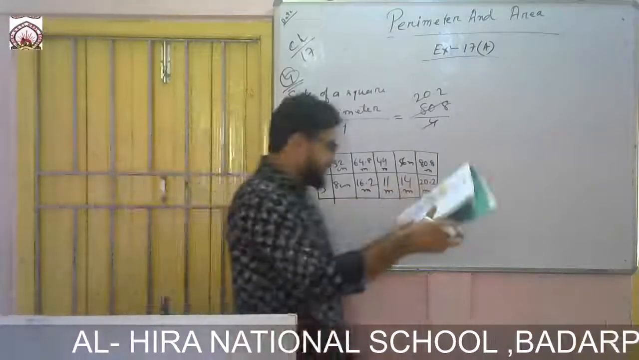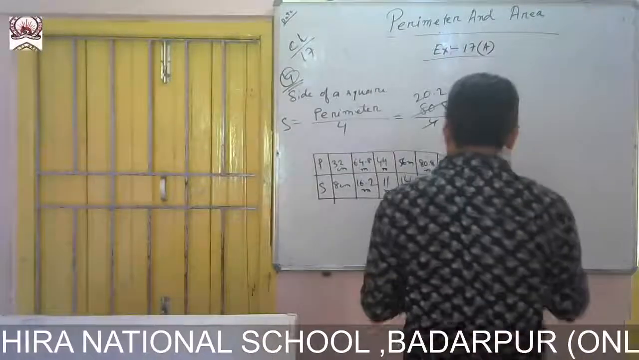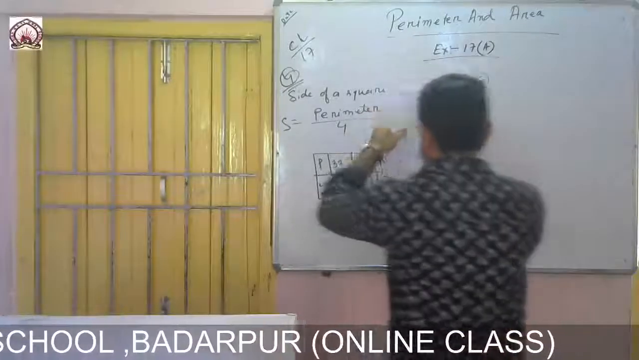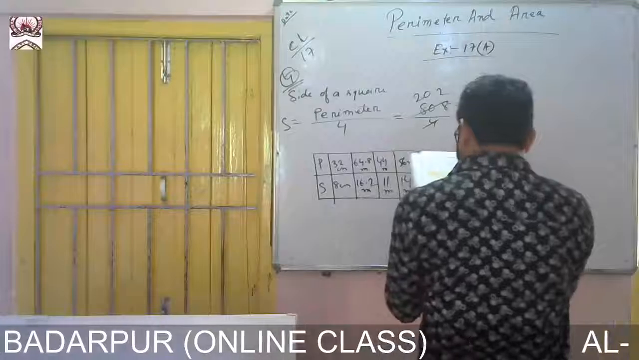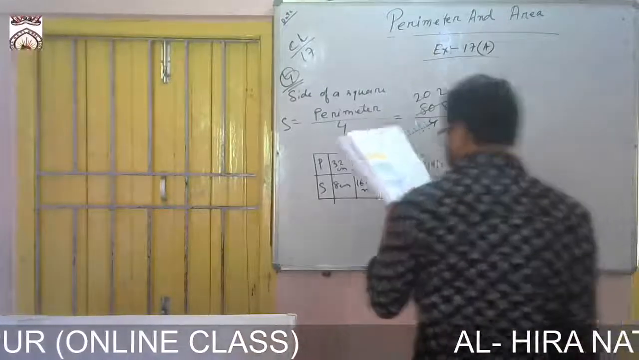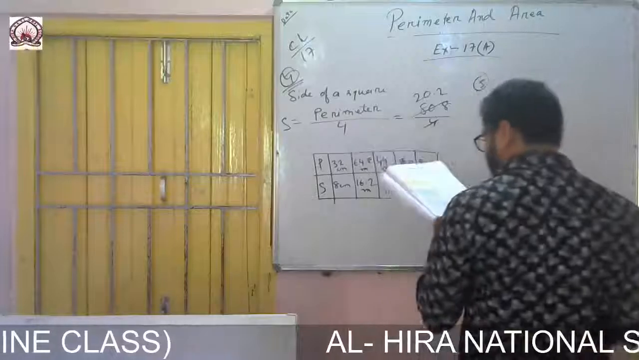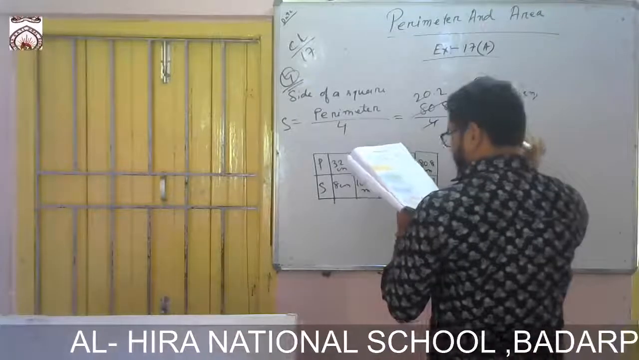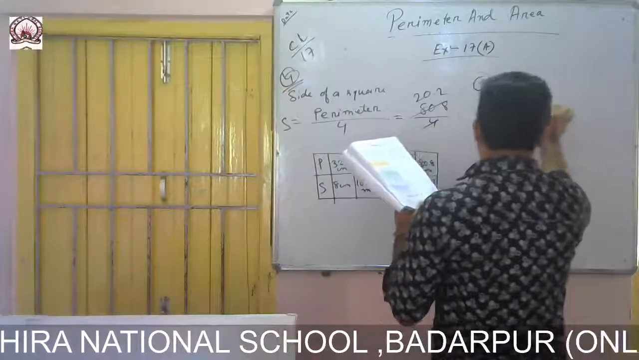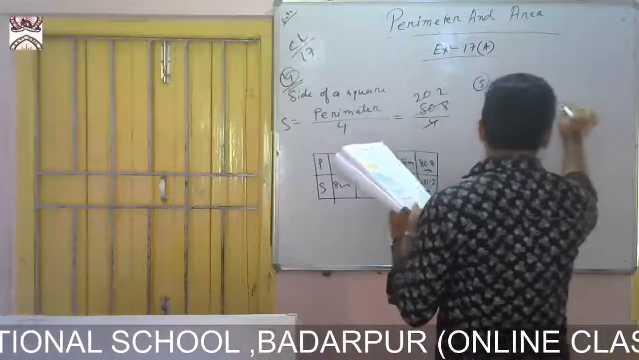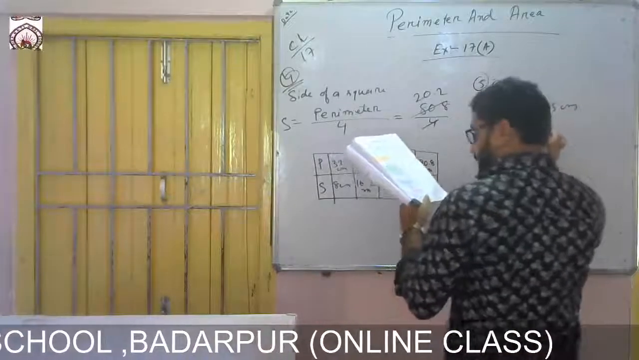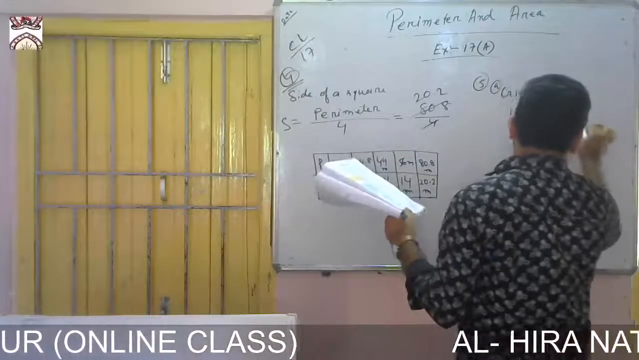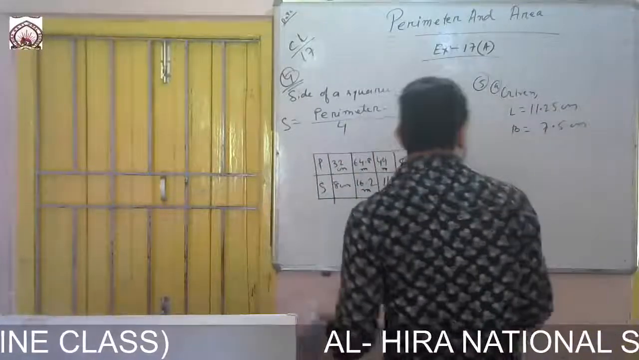From 5 and 6, I will be solving one each. In 5, length and breadth are given, and we need to find the perimeter, as we did earlier. For 5a, given length L equals 11.25 centimeter and breadth equals 7.5 centimeter. We need to find the perimeter of a rectangle.